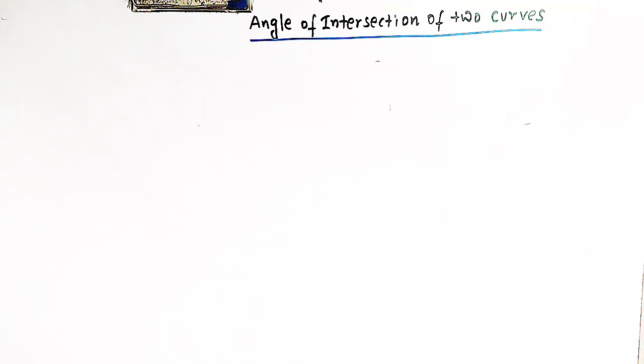Hello viewers, in today's session we are going to discuss an important concept from tangents and normals, and here we are going to discuss the concept of angle of intersection of two curves. Moreover, we'll also see the condition for the orthogonality of two curves. So let us start, and let us first see what is the meaning of angle of intersection of two curves.